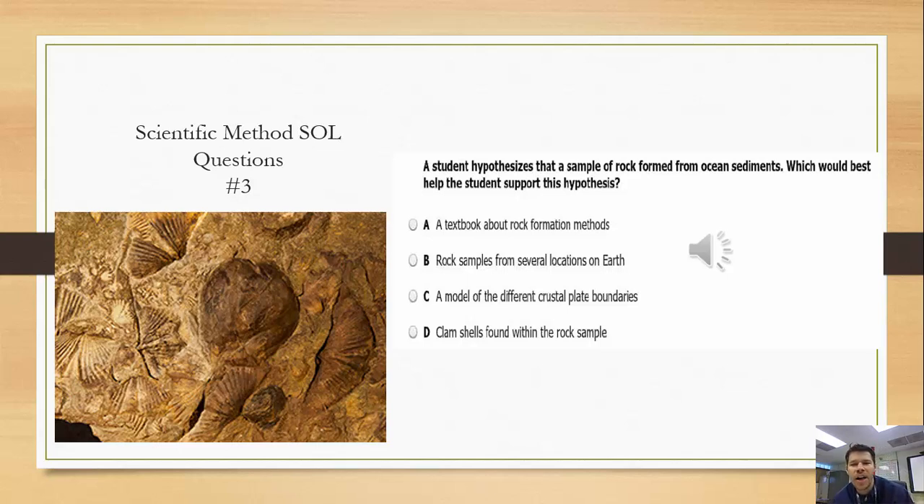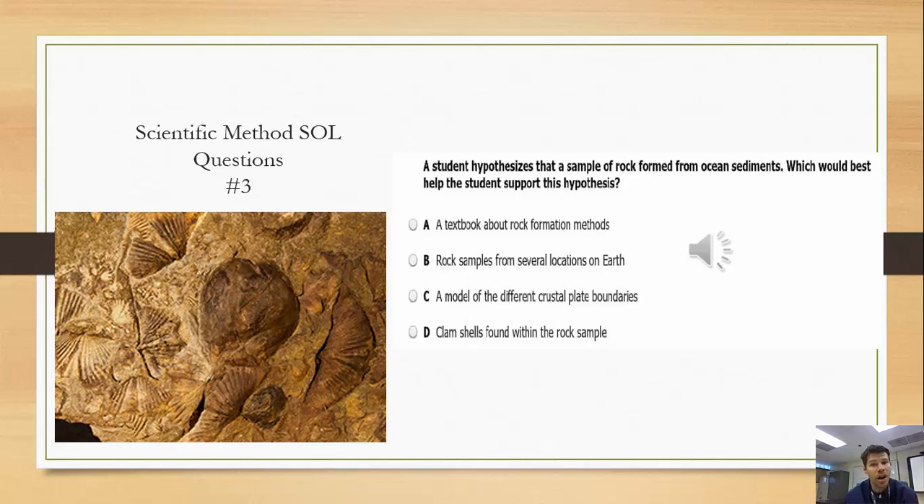So a student hypothesizes that a sample of rock formed from ocean sediments. What would be a good clue that this rock was formed from ocean sediments, like particles from the ocean or pieces from the ocean, or came from the ocean? So what would best help the students support this hypothesis?